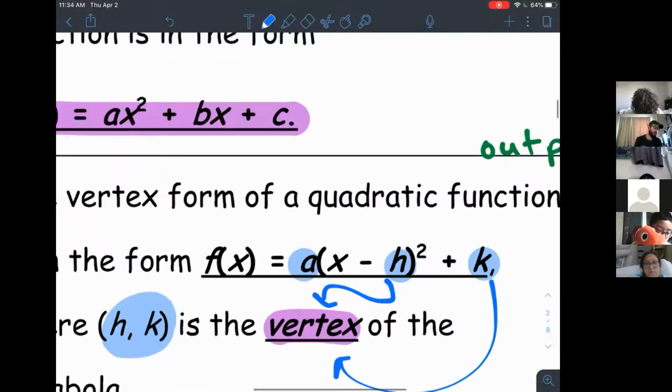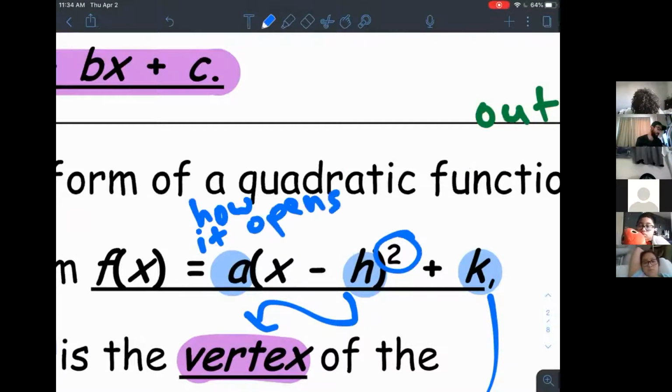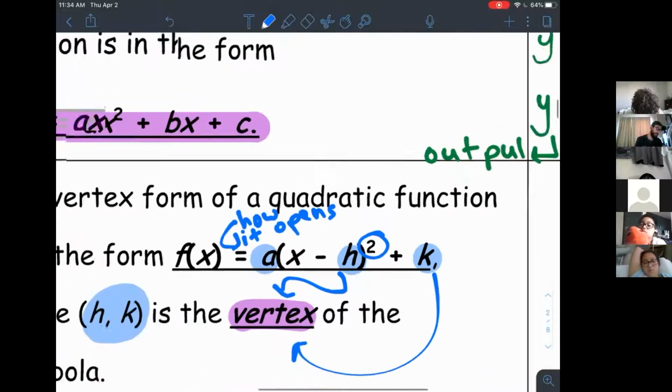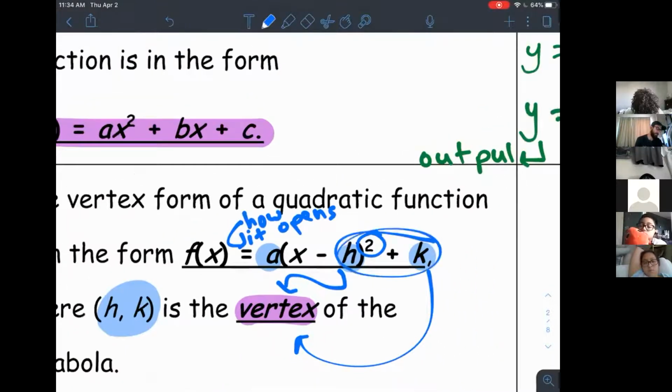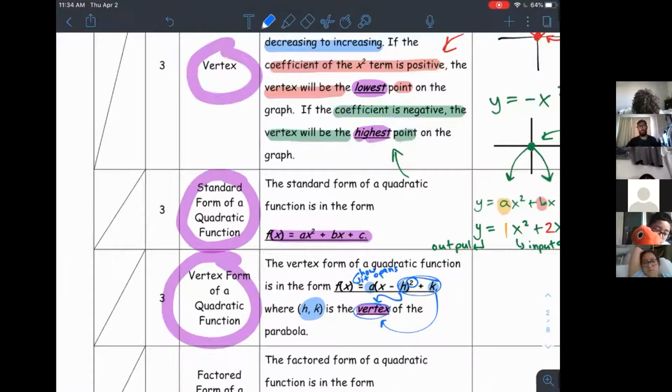So this is a quadratic because it has this power of 2. A tells us how it opens and its stretch. And then the h and the k, these two things, tell us where the vertex is or where its starting point is. All right, again, a little consistency in what they call the vertex form, and it's called the vertex form because it tells us exactly where the vertex is.